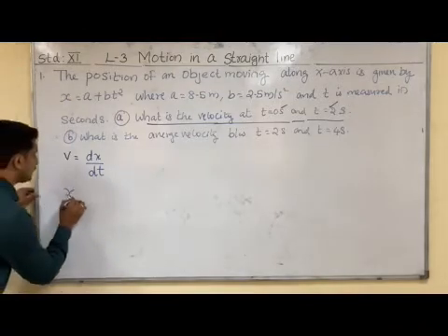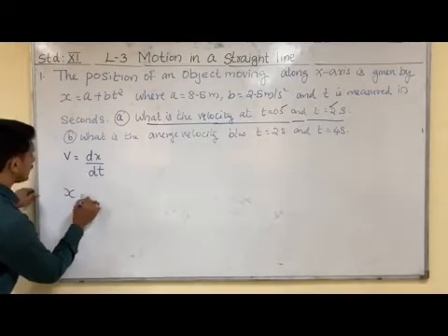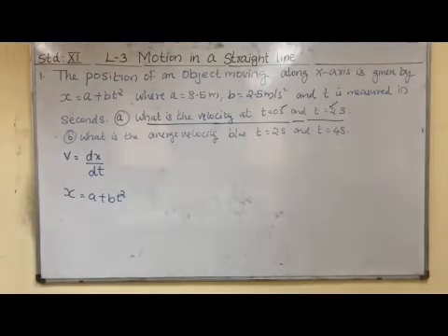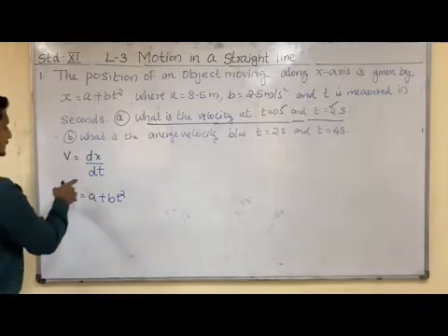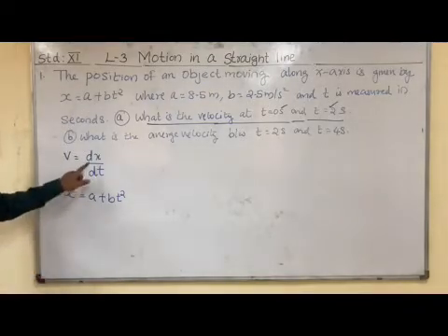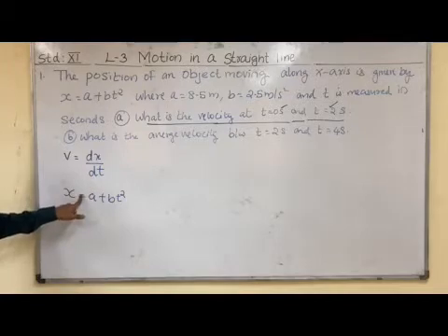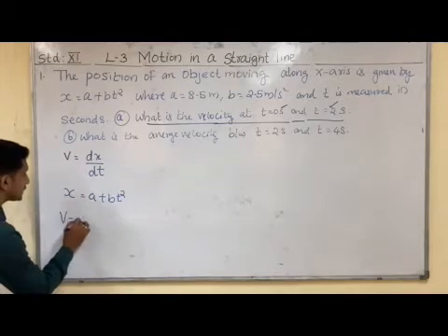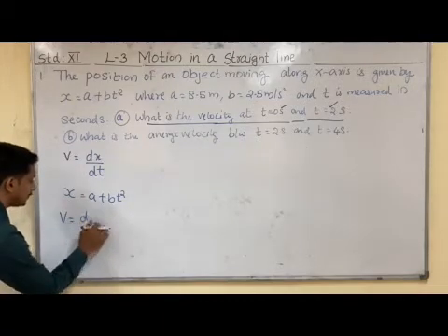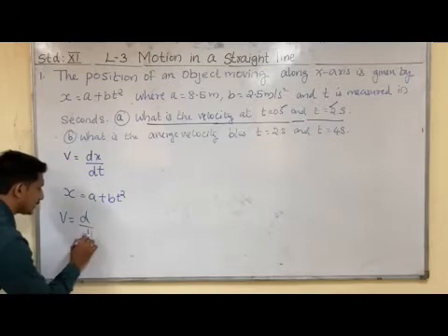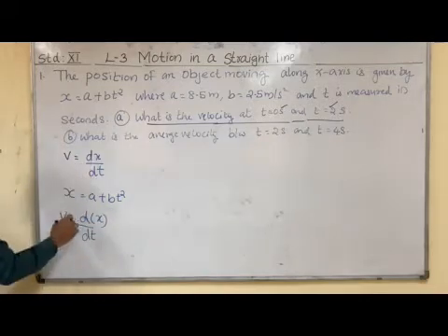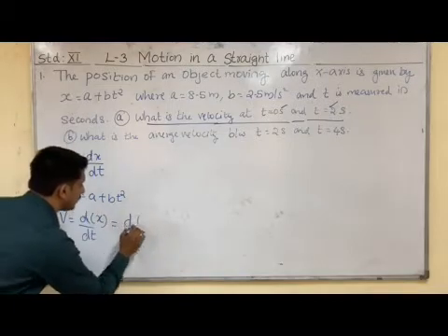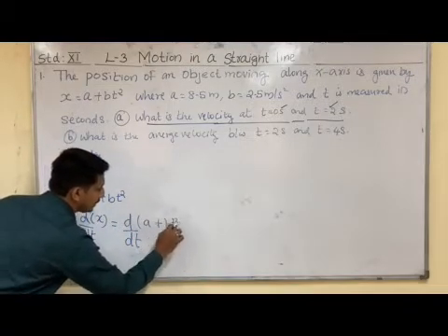The value of x is given as a plus bt square. If you want to calculate this instantaneous velocity, you have to perform the operation of differentiation. Let us see how we are going to perform this. We can write the velocity v is equal to d by dt of x, that is, d by dt of a plus bt square.